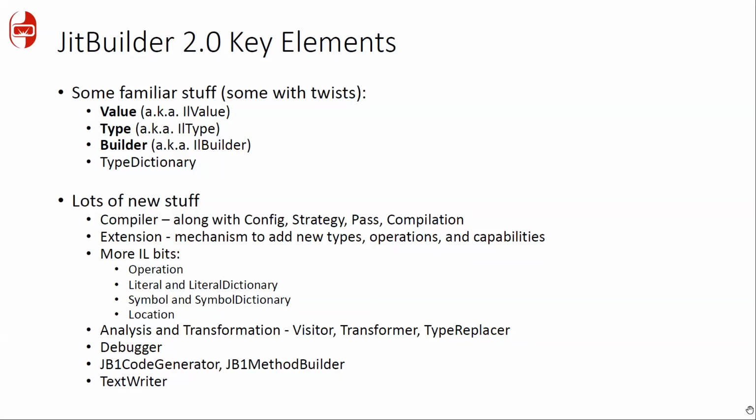Same kind of analysis and transformation as I've talked about previously. Obviously, the debugger is non-functional, but it will be present. There's these things called JB1 code generator and method builder, which are used to help actually generate code using JitBuilder 1 from JitBuilder 2. I guess it's a little bit of a sign that I haven't really thought through this whole code generation notion very well, that it has specialized code generators for JitBuilder 1, but nonetheless, they work. And then a text writer is the main feature by which you get a textual representation of the IL.